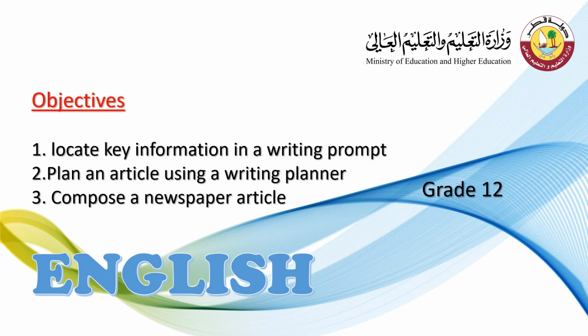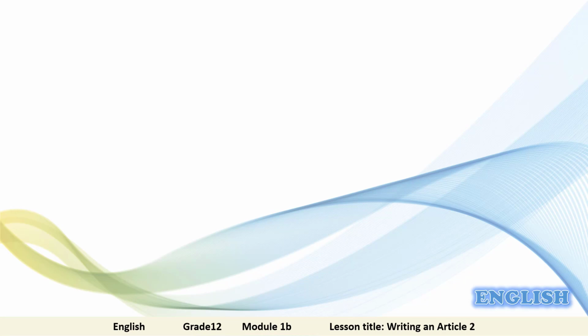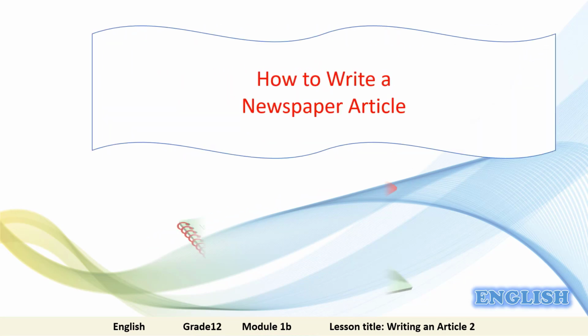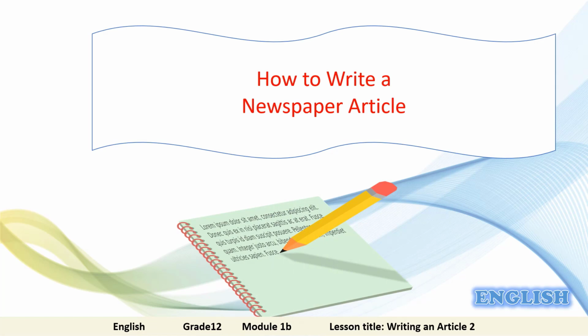Second one is plan an article using a writing planner. A writing planner is of an extreme importance as it organizes your ideas and makes the writing process easy to follow. Our last objective is to compose a newspaper article. In other words, write a newspaper article. Accordingly, today we're learning how to write a newspaper article. Let's break it down into pieces.